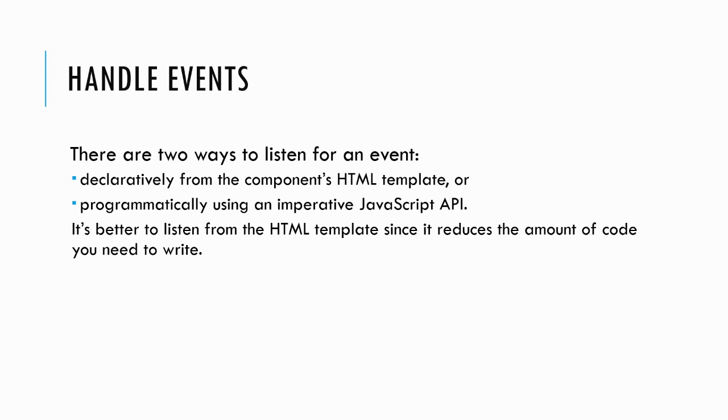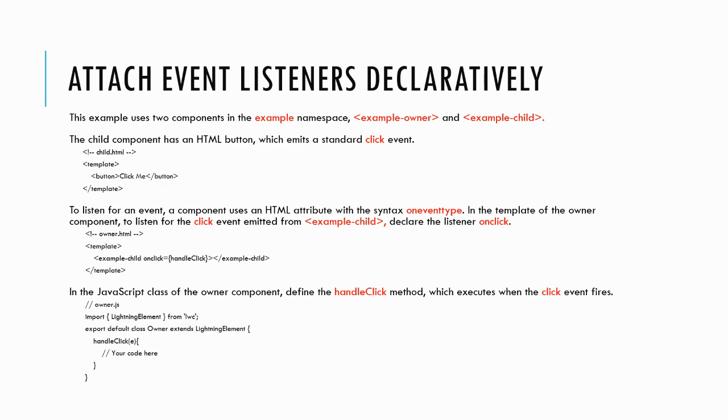So how many ways are there by which we can handle the event? There are two ways. One is the declarative way and the second is the programmatic way. In the declarative way, we make use of the HTML template, and in the programmatic way, we make use of imperative JavaScript APIs. But it is always suggested that we make use of the HTML template because it reduces the amount of code you need to write.